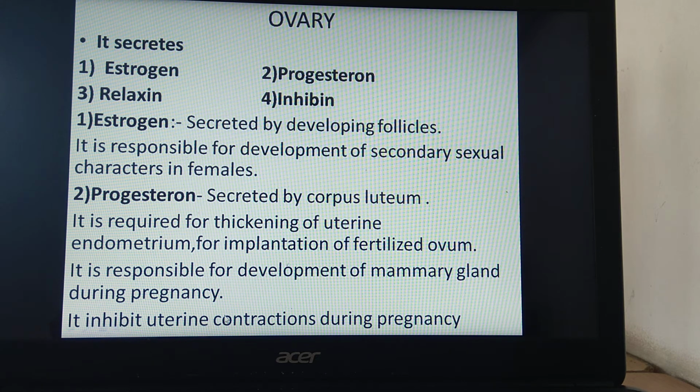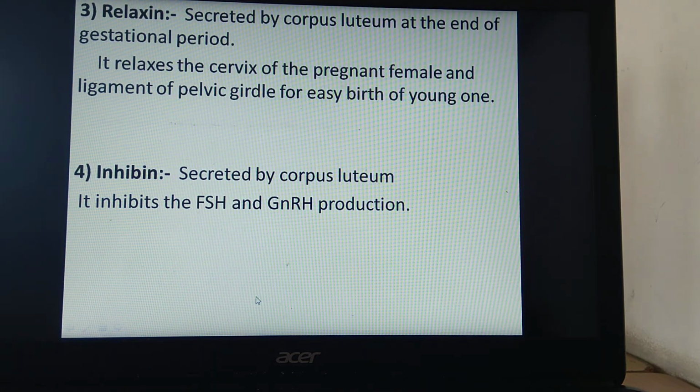It inhibits uterine contraction during pregnancy. So if uterine contraction takes place, it results in parturition, in childbirth. So it inhibits uterine contraction during pregnancy so that development of the young one will take place properly. This is for estrogen and progesterone. We will see relaxin.